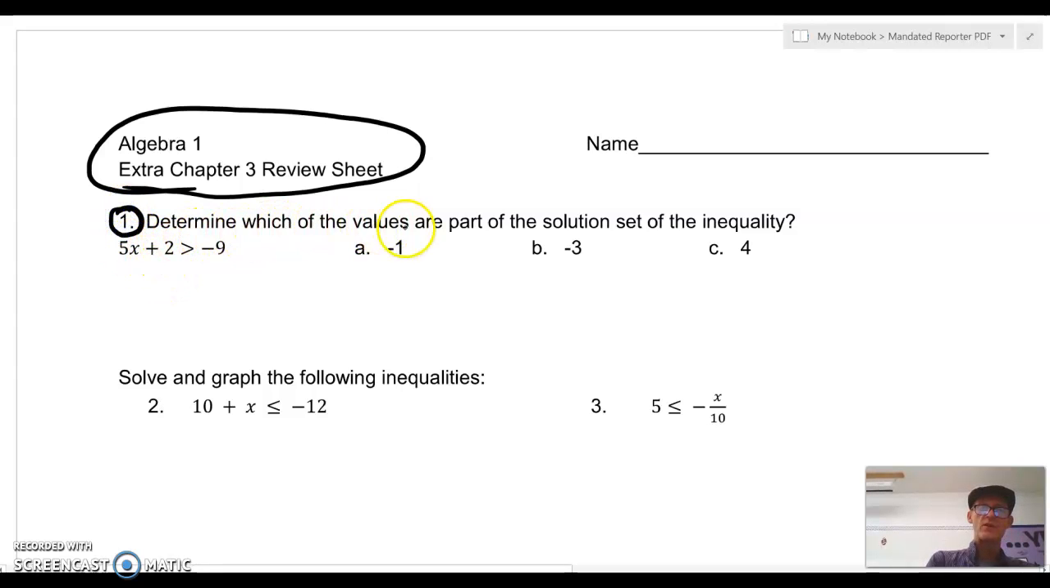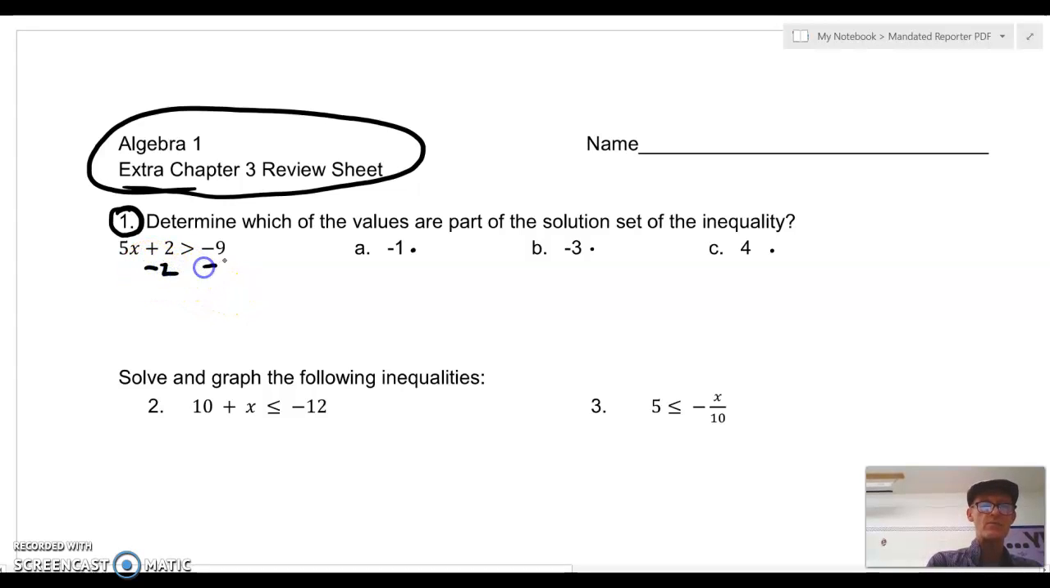It says determine which of the values are part of the solution. So you have two choices. You can solve this and plug in this value and say yes or no, plug in this value and say yes or no, and plug in this value and say yes or no. Another choice is to plug in each value into this existing inequality. Then you can solve it from there. So I think I'm going to solve it.